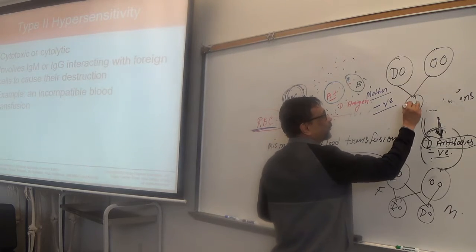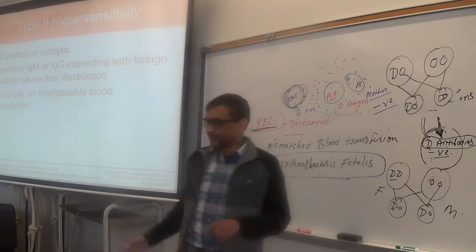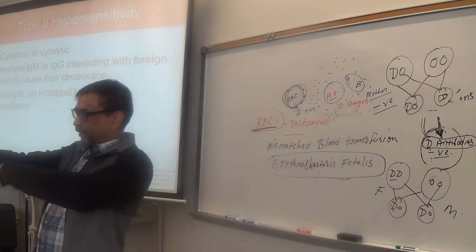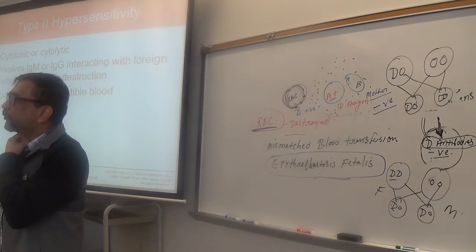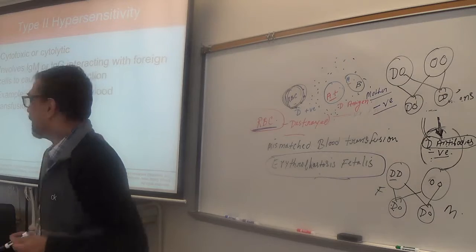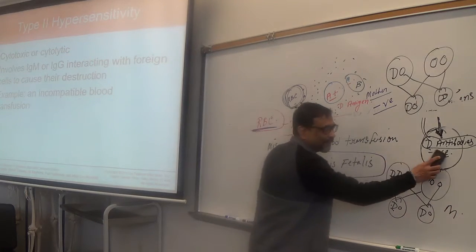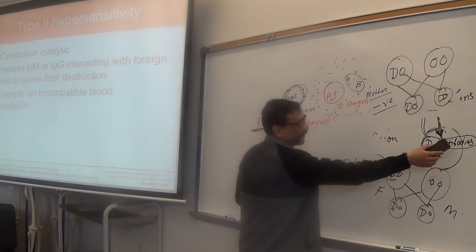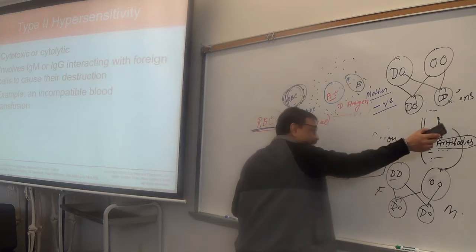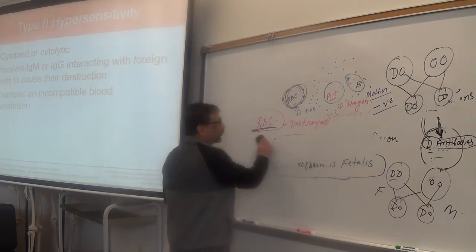Now if the father is positive and the mother is negative, now you see it's a possibility. This is positive, right? But this is negative. Make sense? So as long as one parent is positive, then there's a chance. So if the second child is negative, no problem, because on the red blood cell there is no D antigen, so even if the antibody enters, it will not find any antigen. Make sense? So it will be safe.